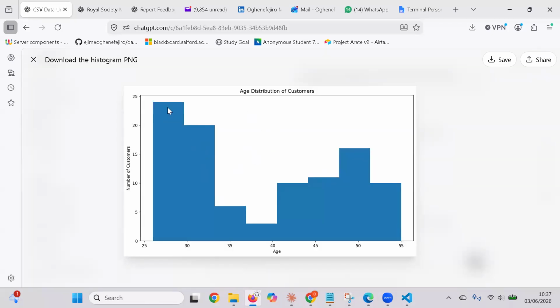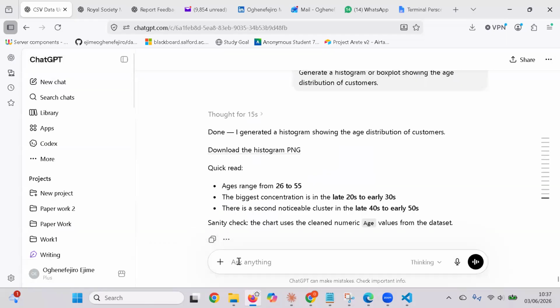It actually gave us the histogram of number of customers, and again the same with their age distribution. So people who are 25, 35, and you see 55, it gave us that also.